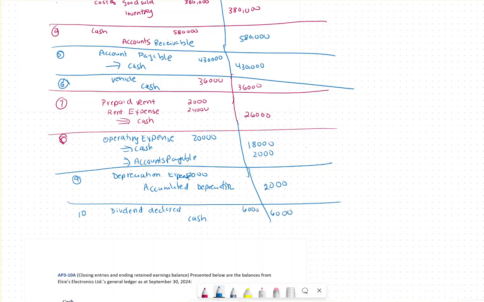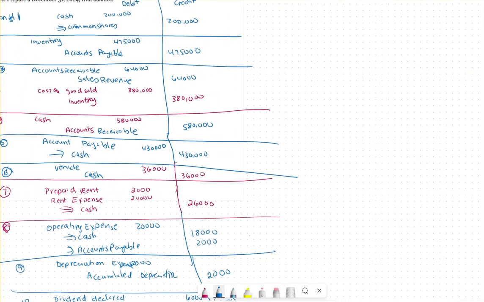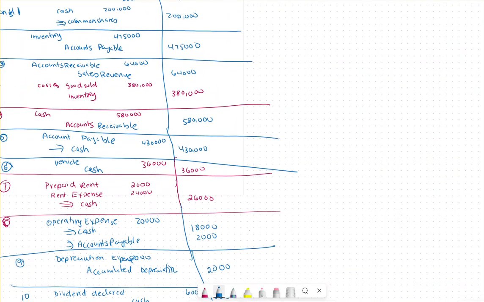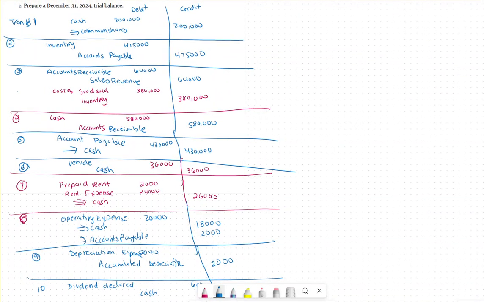So that's the first thing, was to journalize the transactions. The second thing is we needed to post them. Once we post them, we needed to create a trial balance. When you're posting them, what we need to do is post them in the T accounts. So we're going to create some accounts. So I'm going to create some of them.